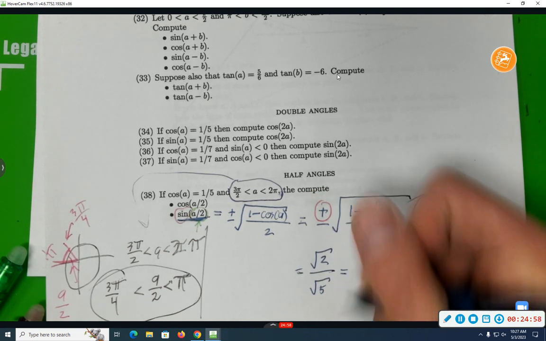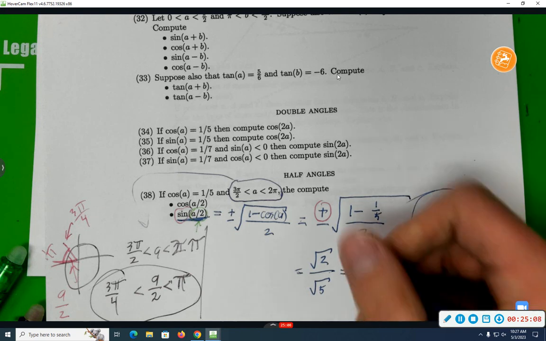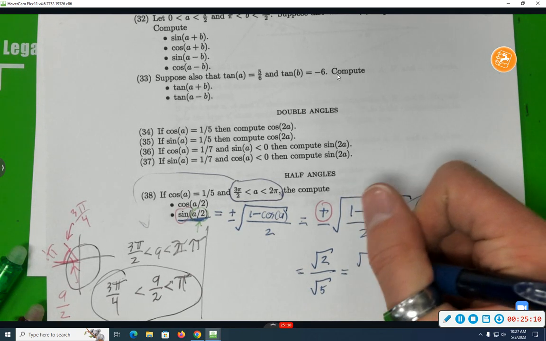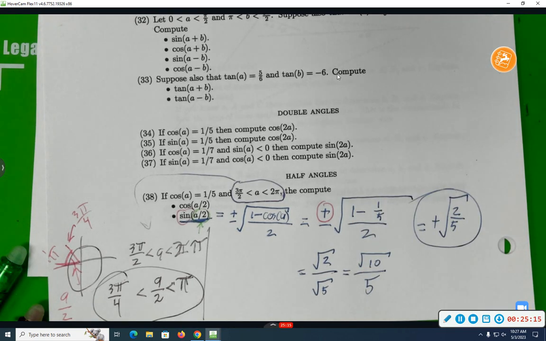Is there a square root in the denominator? How do you make there not be a square root in the denominator? Multiply and divide by that square root. So it'll be the square root of 2 times 5, also known as 10, divided by 5. How do people feel about that idea?